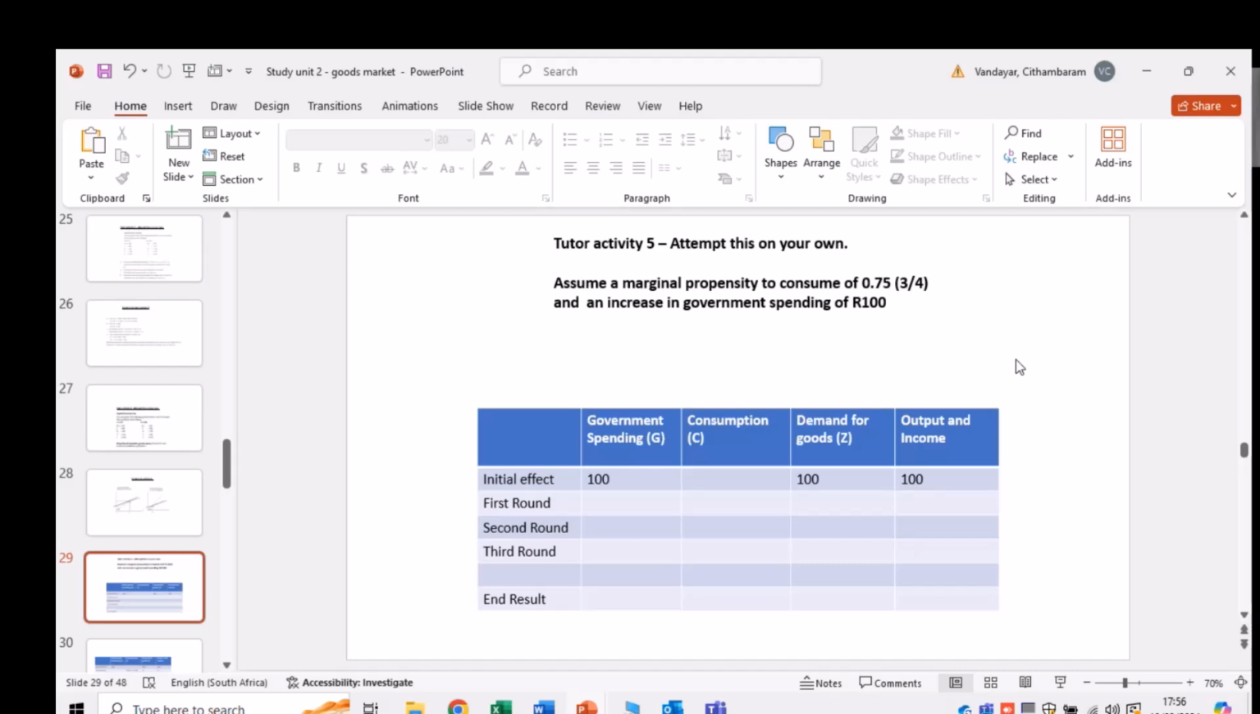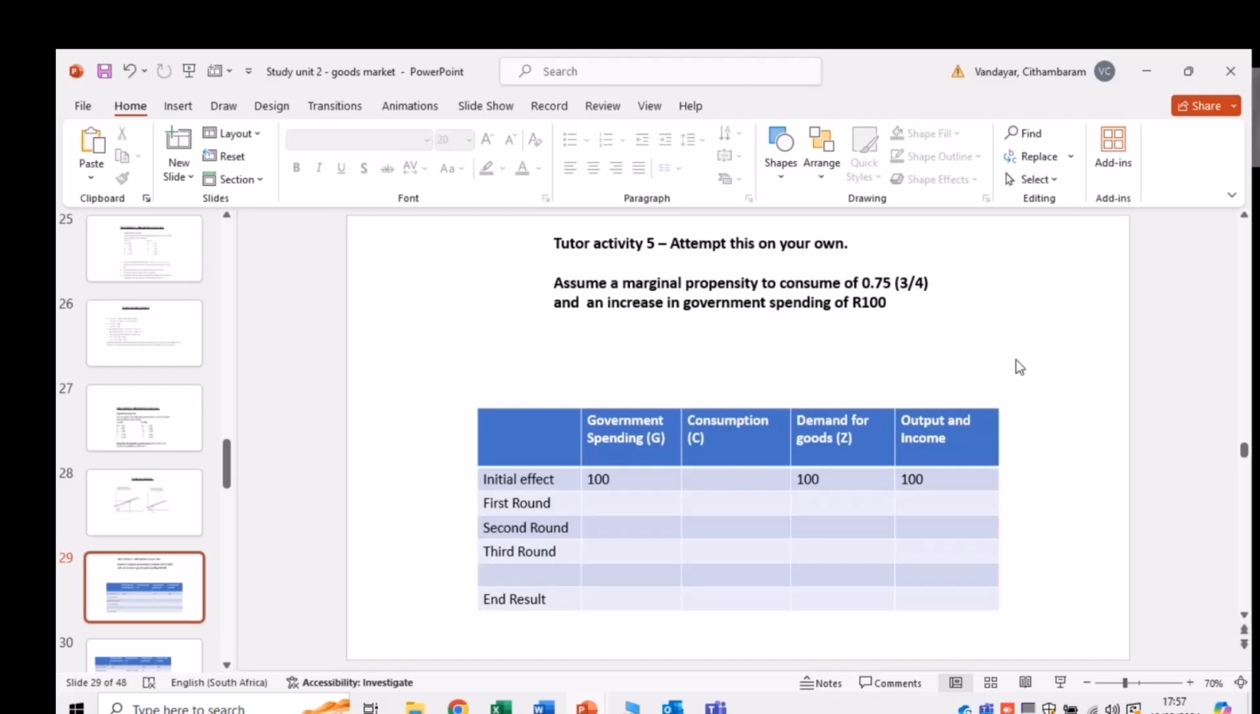You understand that? So what is your initial injection? 100. The initial injection of government spending was 100 units, isn't that so? It's there on the screen. So what we calculated, what was the multiplier? Yes, it's 4.